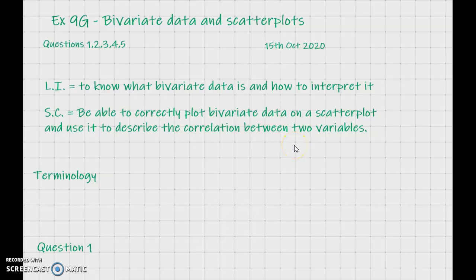We're going to approach this lesson in two steps. First of all, we've got to visit some terminology, for example, correlation, scatterplot, bivariate data. We'll go through all those words and then I'll show you how to do it by doing question 1 for you.